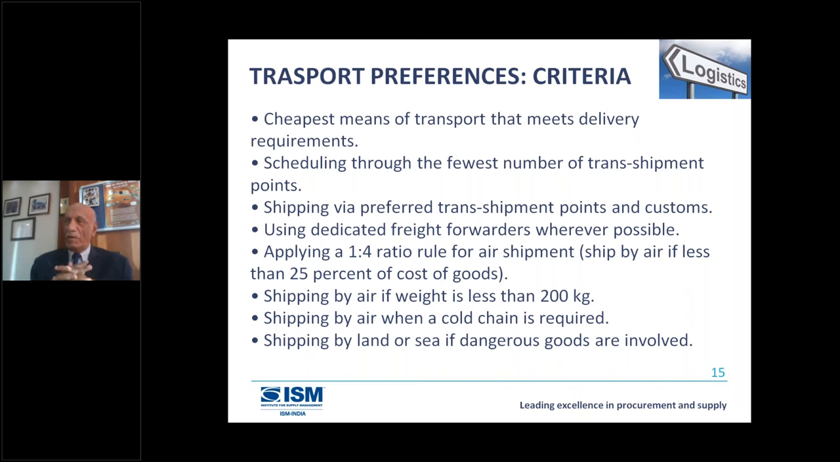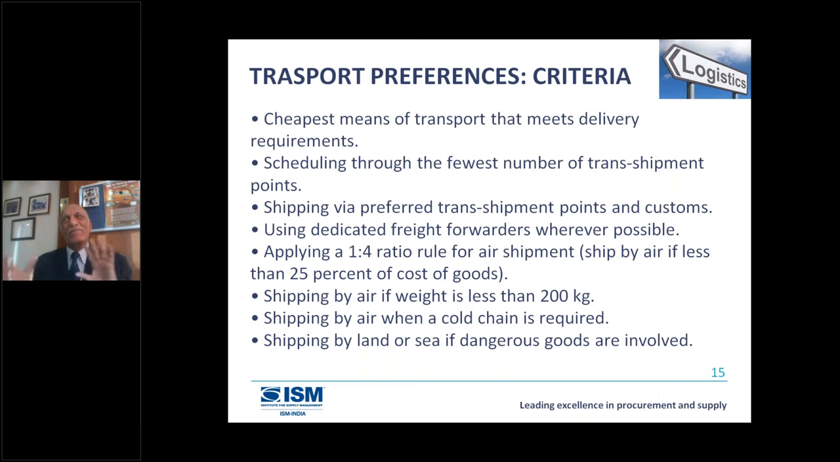Use dedicated freight forwarders wherever possible. I think freight forwarders are useful from that angle; wherever you're sending the goods, to X country or Y country, they know how to get it cleared much faster. Now, one rule is applying the 1-to-4 ratio rule for air shipment: ship by air if it is less than 25% of the cost of the goods. If the goods cost you $1,000 and the shipment cost is $250, that is fine.